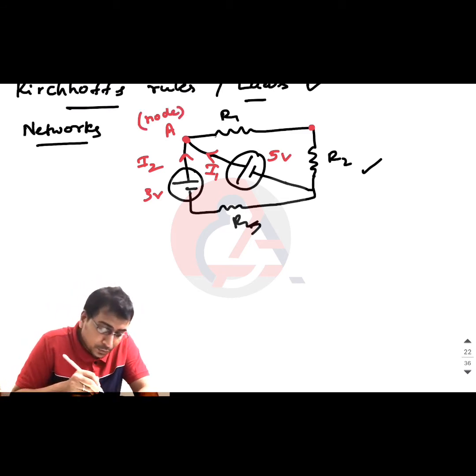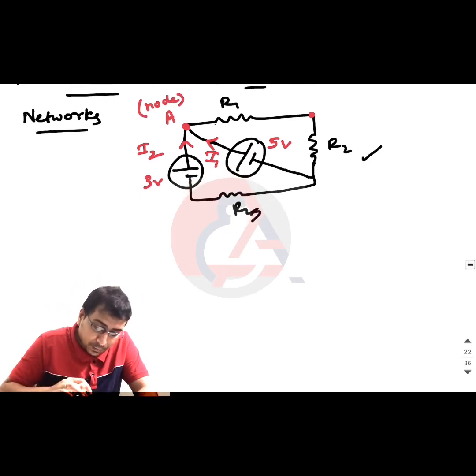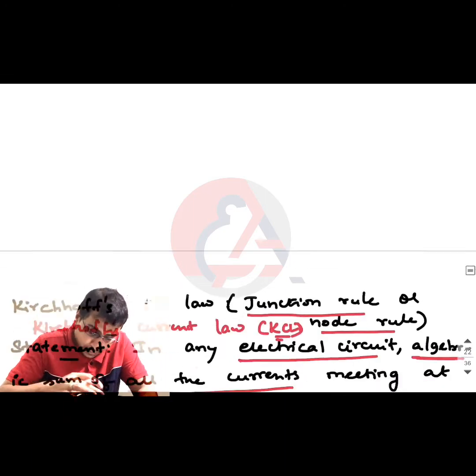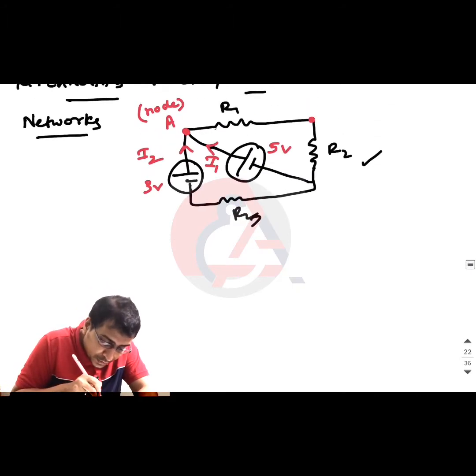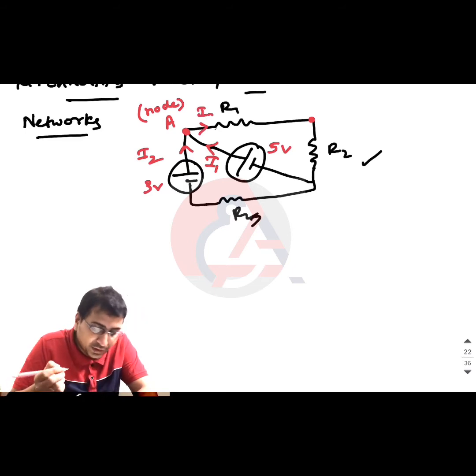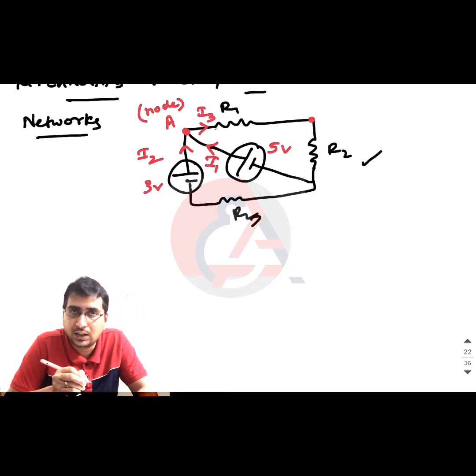So the meaning of the statement is that the algebraic sum of all the currents meeting at a junction is 0, meaning all the currents which are reaching this junction should sum to 0. Let's say there is some other current I3 which is flowing through the resistor R1.